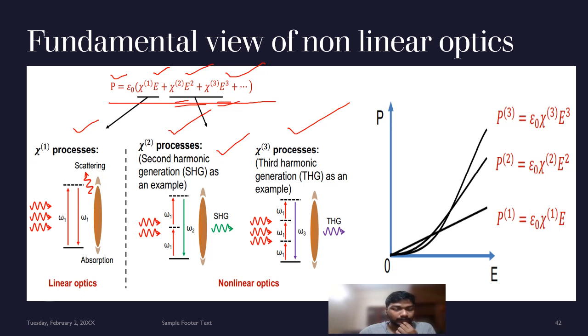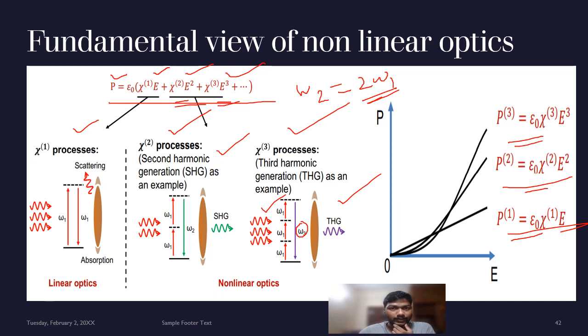So if light of frequency omega is absorbed, then the emitted light also has the frequency omega. In the chi2 process, two photons, omega 1 and omega 2, are absorbed, and a single photon of omega 2 is released, where omega 2 is equal to 2 omega 1. In the chi3 process, three photons are absorbed and omega 3 is released, known as third harmonic generation. If we draw the curve of P versus E, P1 is linear, P2, the second harmonic generation, is quadratic in nature, and the third harmonic generation is cubic in nature.